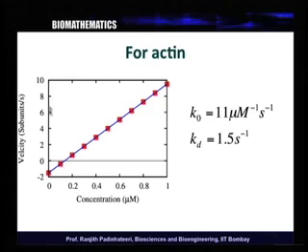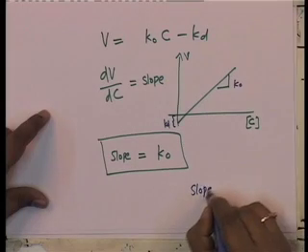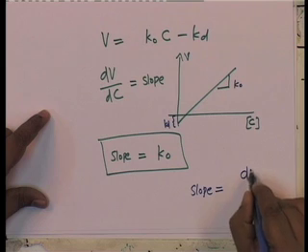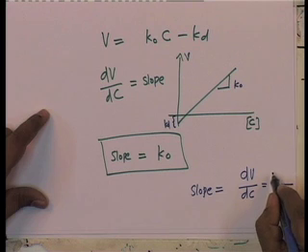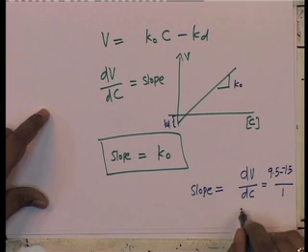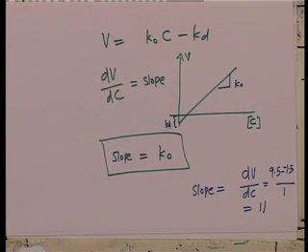So, from minus 1.5 to plus 9.5, that is about 11. If you count from minus 1.5 to this particular point, which is plus 9.5, this turns out to be 11. So you can see the slope is dV by dC. dC is 1 and dV is 9.5 minus 1.5, which is 11. So that is how you get the answer 11.